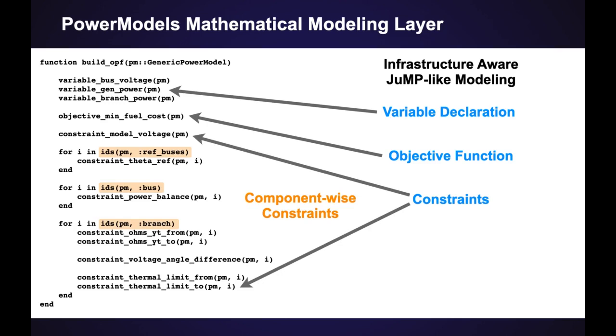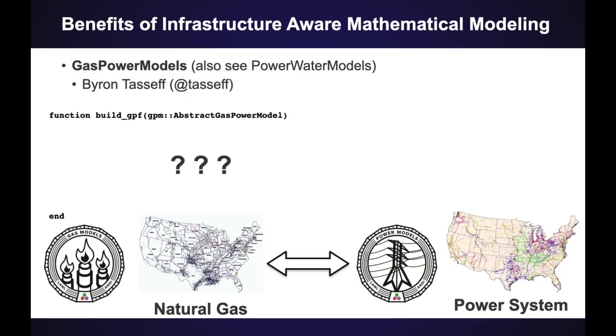The key point here is that you have things like what are the IDs of the buses and the branches that allow you to do component-wise constraints across the different components that are in your network. So then this raises an interesting question. How do you support multiple infrastructures if each infrastructure has its own JuMP-like modeling layer? And in the past year, Byron Tasseff has been working very hard on making a beautiful implementation that allows us to do these types of combined algorithms.